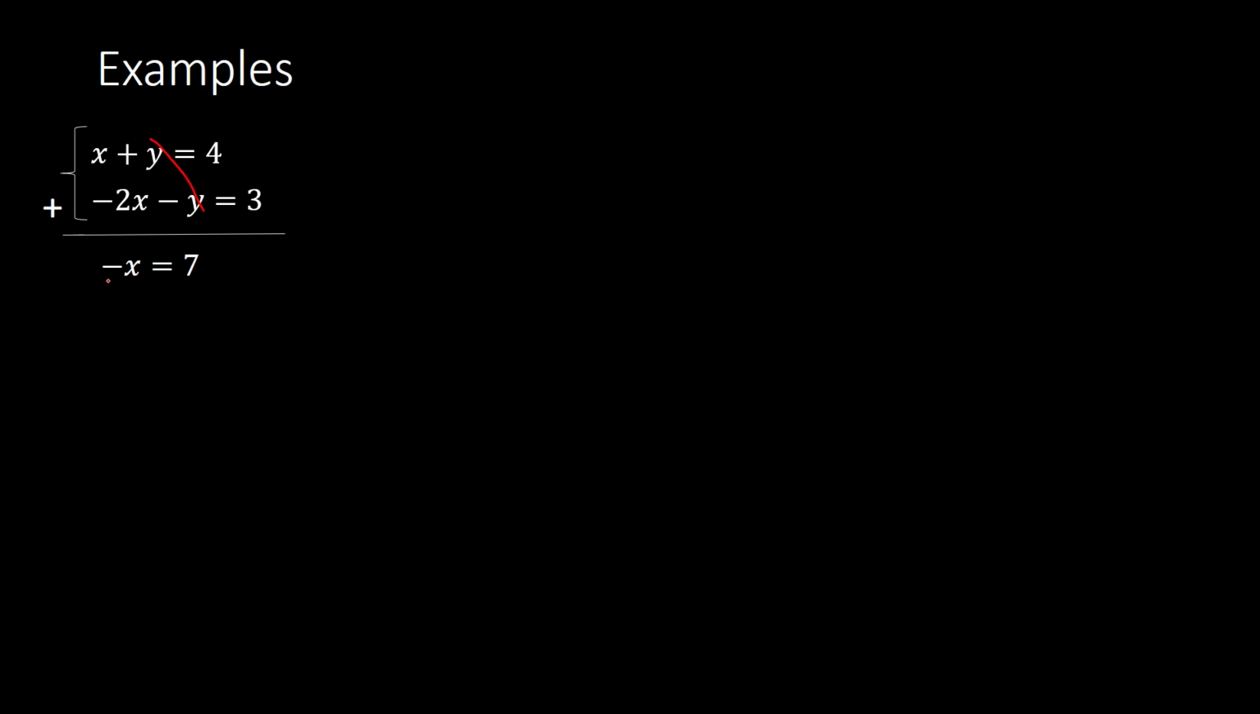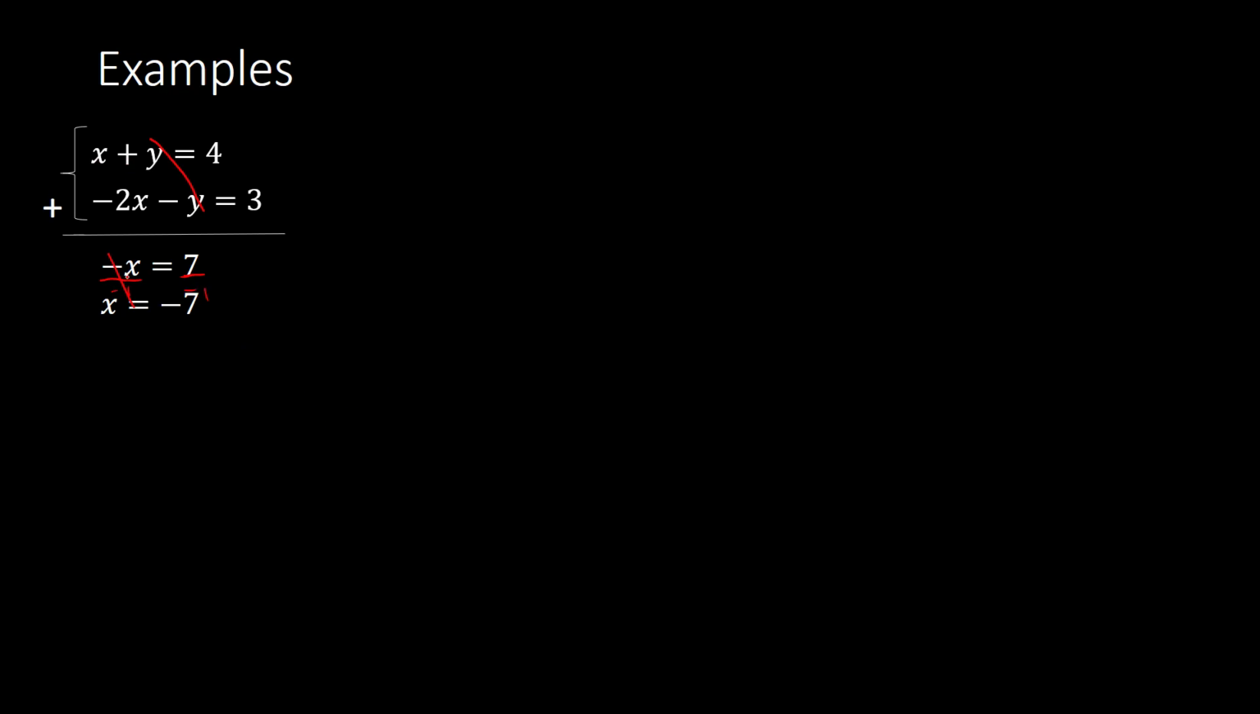So here we only have one variable left, negative x equals 7. We want to figure out what positive x is equal to. So to get rid of the negative, I can divide both sides by negative 1. And so when I divide both sides by negative 1, this becomes a positive x. 7 divided by negative 1 gives you a negative 7. So we have solved for x, and the question is, though, what is y going to be?